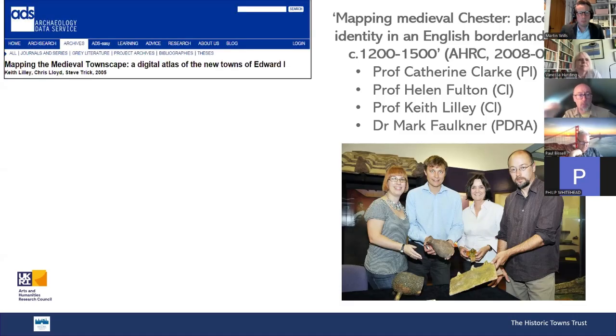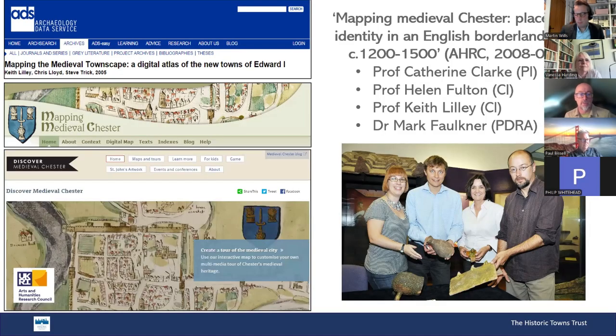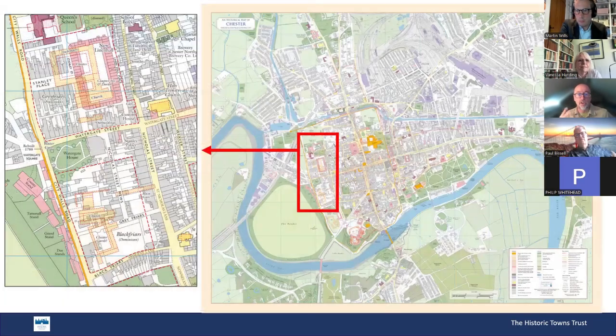But there's a whole series of projects which are digital humanities-based, focusing on the use of digital technologies to create new maps of medieval urban landscapes. The Mapping Medieval Chester project was part of that suite of projects I was involved with about 15 years ago. As part of that project, we were interested to try and recreate through a map what the city looked like for a particular point in time. We chose 1500.